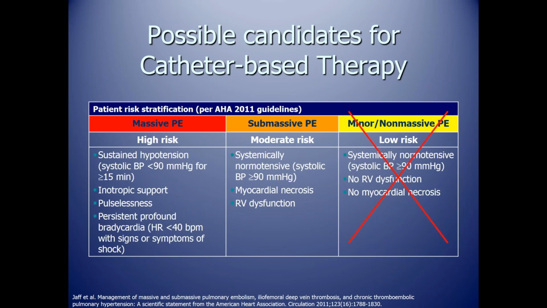And then submassive, which is a group that I think people are identifying with more and more frequency as more imaging is being done. Those are patients who have evidence of either right ventricular dysfunction on imaging, such as echo or CT angiogram, or have evidence of myocardial ischemia with increased troponin or myocardial stretch with an elevated BNP. But those patients are hemodynamically stable.